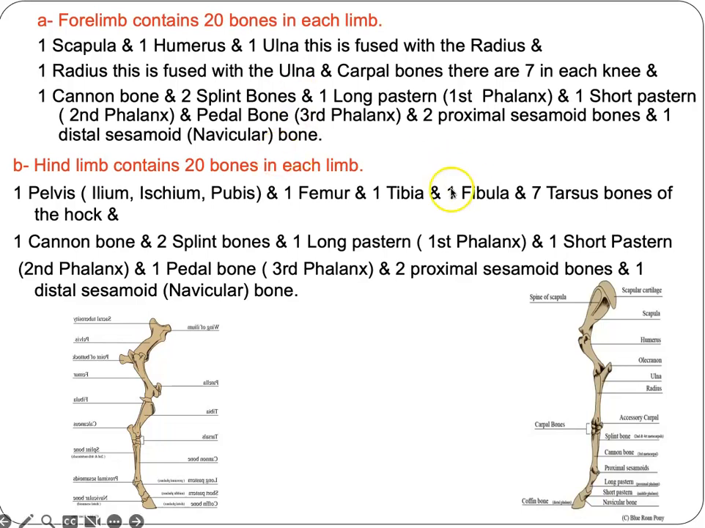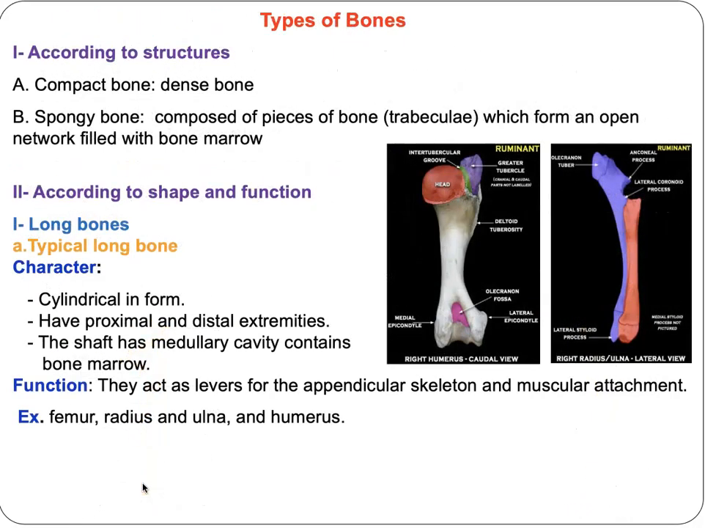We have the pelvic bone, then the femur, the patella, the tibia and fibula, then the tarsal bones, the metatarsal bones, and then the digit, including the first phalanx, second phalanx, and the coffin joint, the third phalanx. And don't forget that both the fore and hind limbs have sesamoid bones.